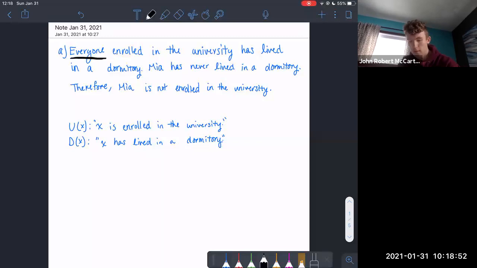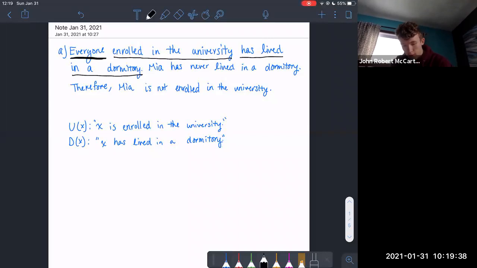So, everyone enrolled in the university has lived in a dormitory. We can see that there are two different statements here about these people that we're describing. We have "enrolled in the university" and we have "has lived in a dormitory." So I've written down these two predicates here, u of x and d of x, to describe these statements. So u of x is x is enrolled in the university, and d of x is x has lived in a dormitory. And the reason that we want these to be predicates is because we want to be able to have different truth values for different objects in our domain.